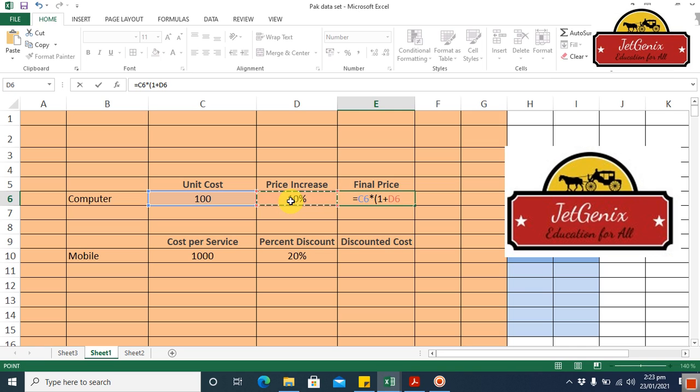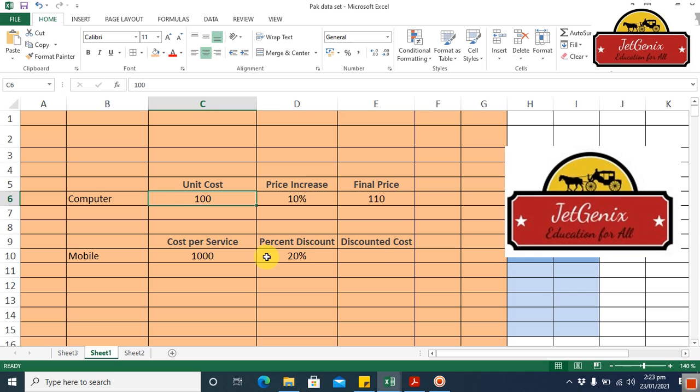We are going to multiply this one by this percentage. The formula says multiply C6, this one, by 1 plus this percentage. Now please close the parenthesis and press enter. You see, now this price has been increased by 10%.